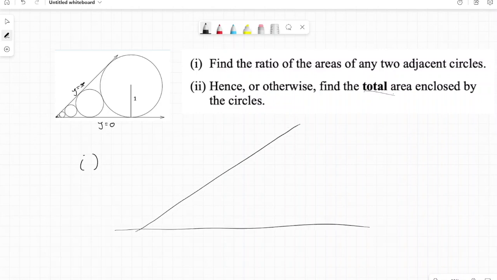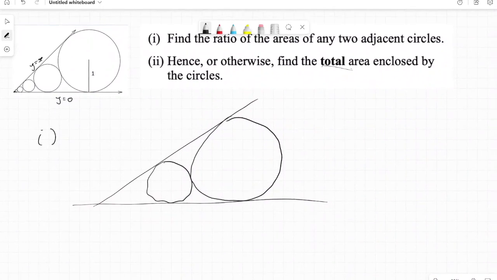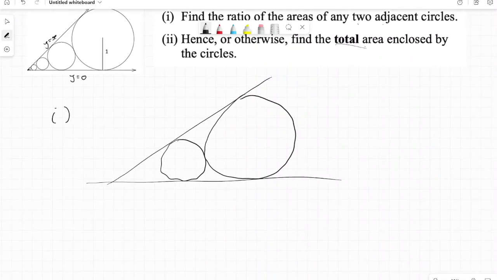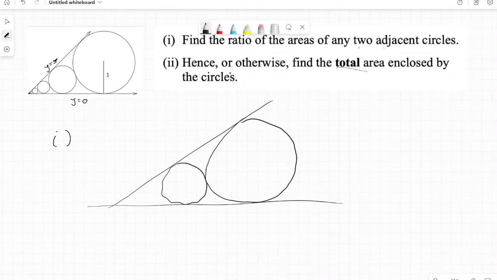So we've got a bit of this, a bit of that, and here's, ooh, that's a bad start. That's not much better. Oh well, so we've got a big circle and a little circle, and for now we'll just consider two circles because we're finding the ratio of any two adjacent circles. So here are two adjacent circles. We can label these circles: we'll call this one circle 0 and this one circle 1. This one has radius r subscript 0, and this one has radius r subscript 1.